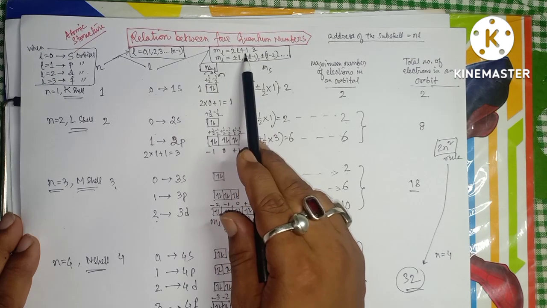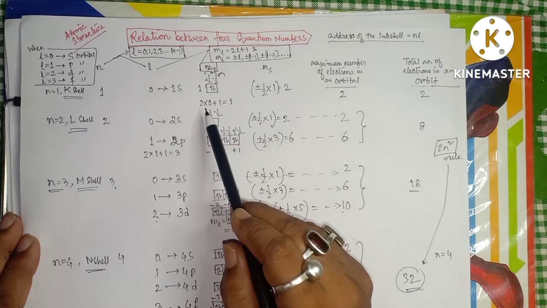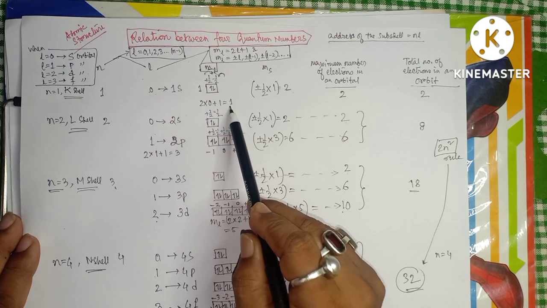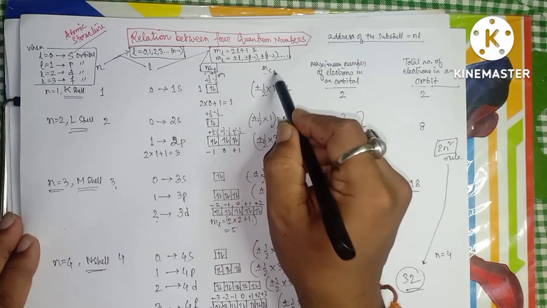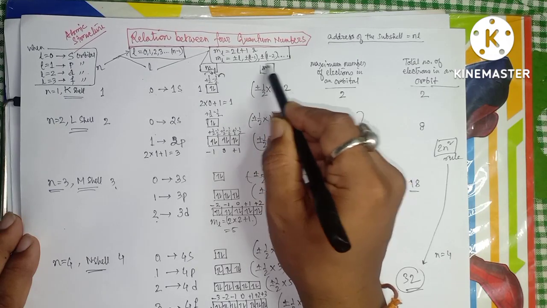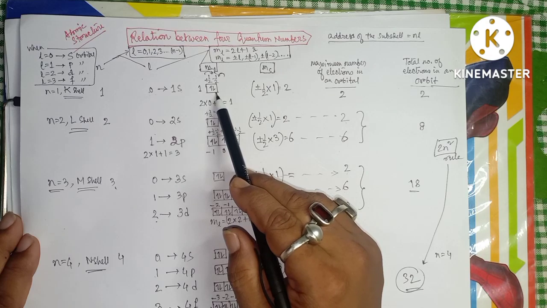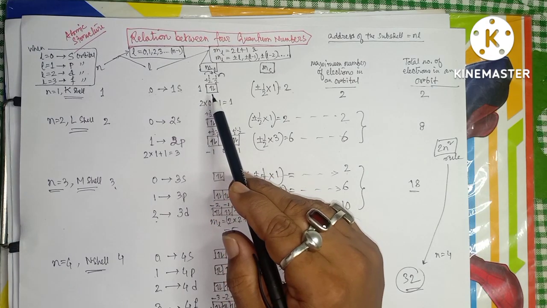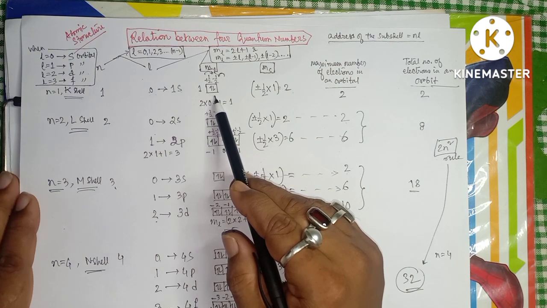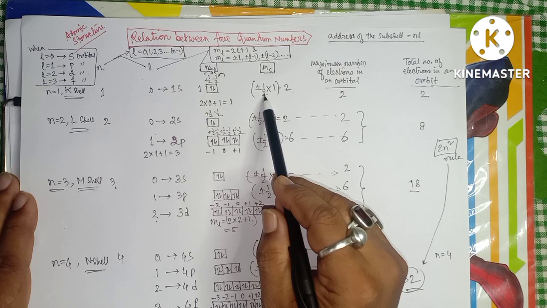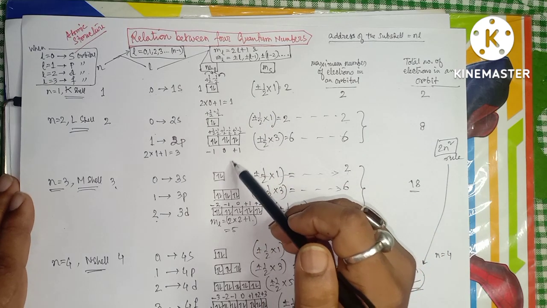You put the value l as 0 in 2l plus 1. You see the first one. So what will we get? 2 into 0 plus 1, that is 1, and ms represents the spin quantum number. So in one room or one orbital, that is 1s orbital, the maximum number of electrons that may be present is 2. Each electron has plus half and minus half. Sir, what do you mean by plus half and minus half?